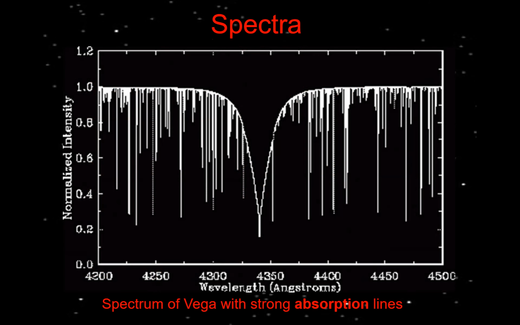And a typical absorption spectrum, here's one of the star Vega, will look like this. The atmosphere of Vega is actually absorbing some wavelengths of radiation, and that's what all these lines represent. These are all the places that light is being blocked as it comes out of the star. And that tells us the chemical constituents of the outer parts of the star.